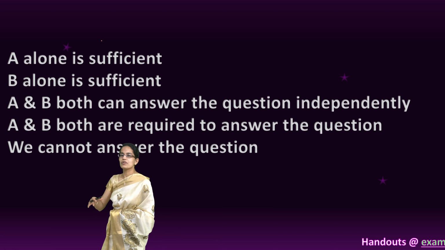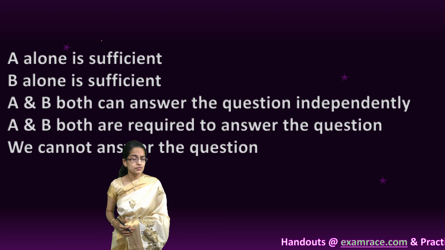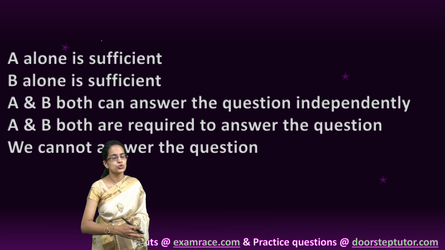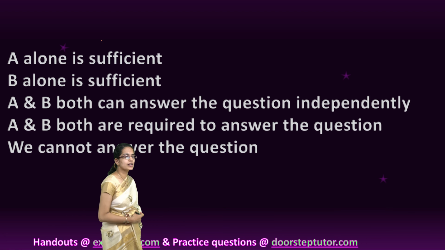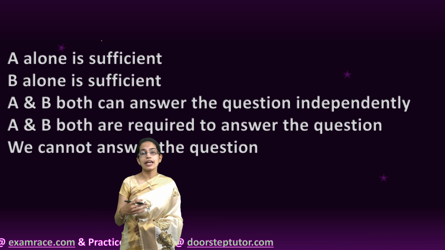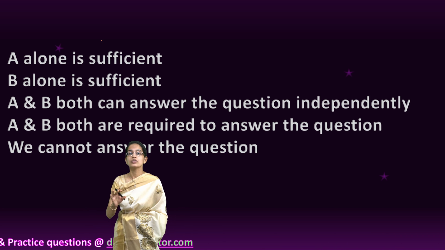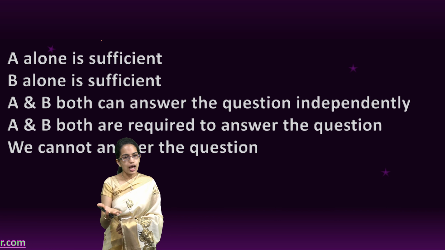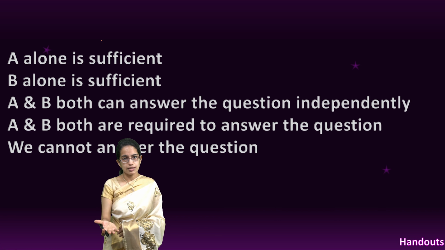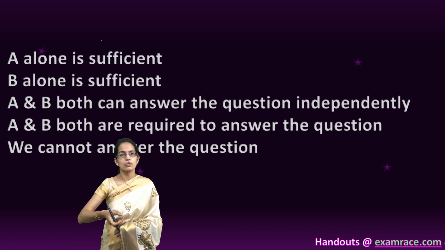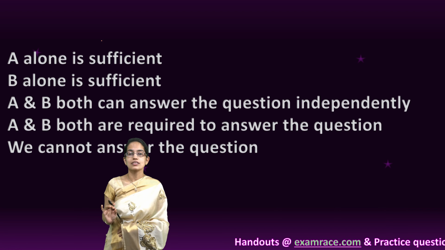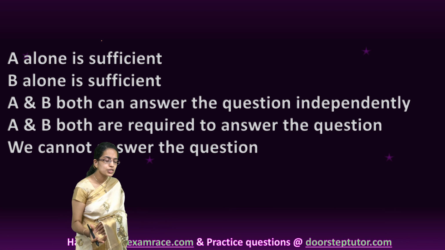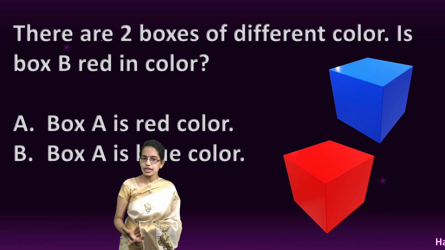So usually when you have a data sufficiency problem, there are either 2 or 3 statements. We'll do some examples with 2 and others with 3 to help you understand, where it says statement 1 alone is sufficient, 2 alone is sufficient, both are required, both can answer the question independently but they are not mutually required, and we cannot answer the question even by either of the statements. So those are the kind of options that you usually have with a data sufficiency problem.